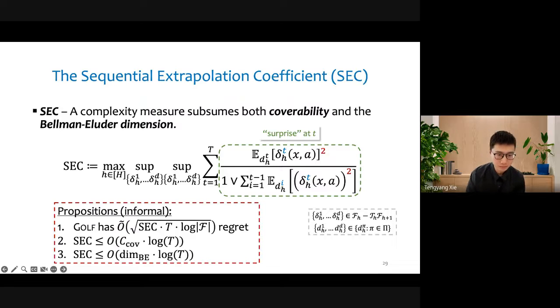Okay, and we can show that GOLF is also small in terms of this SEC definition. And also for both coverability and Bellman-Eluder dimension, this SEC is small for both cases.